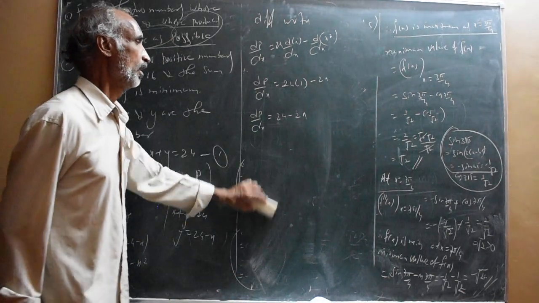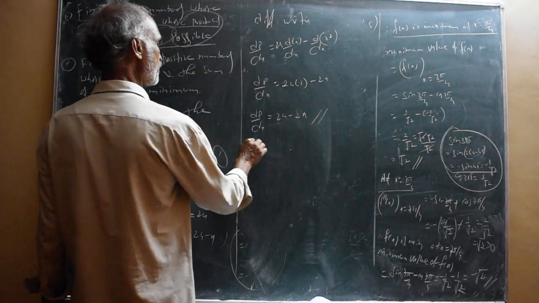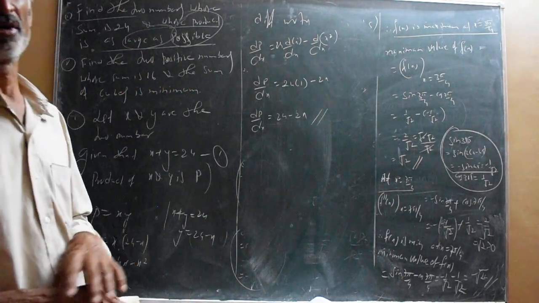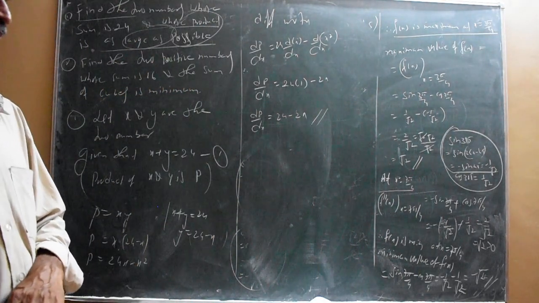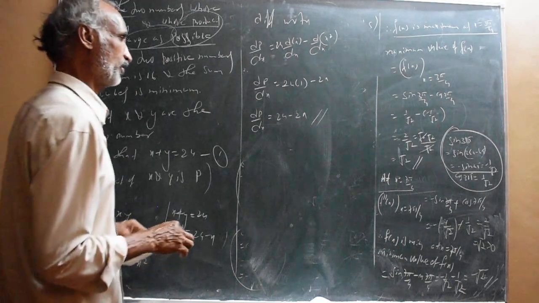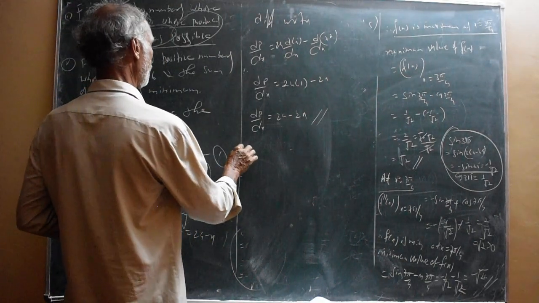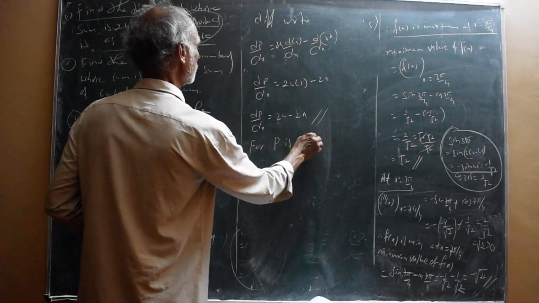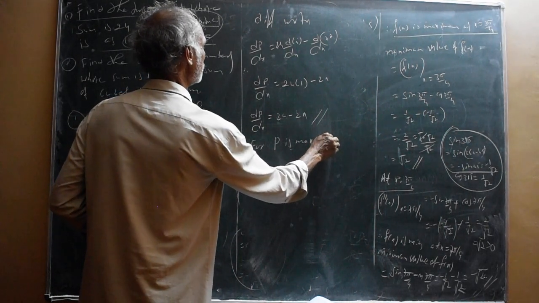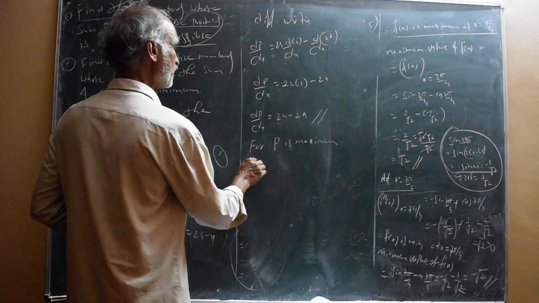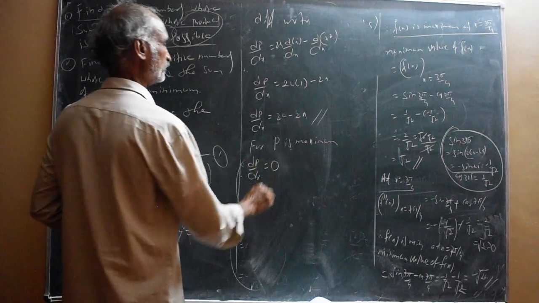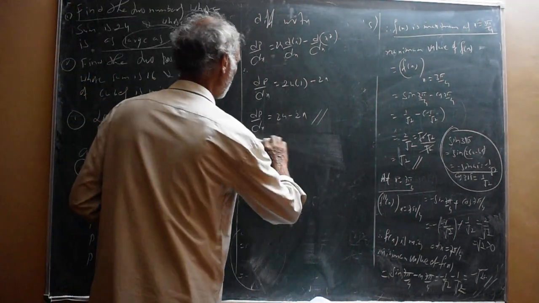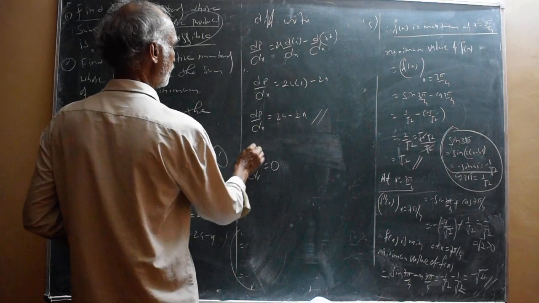And now, dp by dx I got. Differentiating again with respect to x. So in the statement problem, the second order derivative will be worked out later on. So only first order is enough now. Since p is maximum, for p is maximum, product is maximum, dp by dx is equal to 0. Again, p is maximum, therefore take dp by dx is 0.